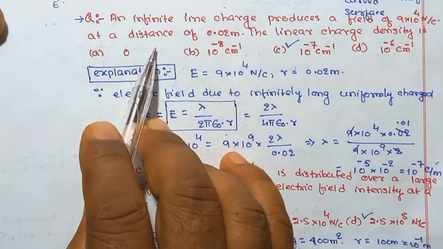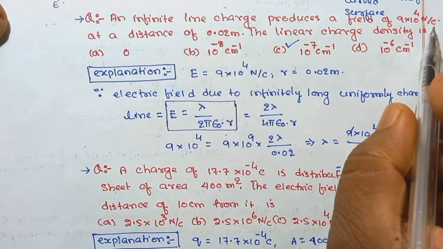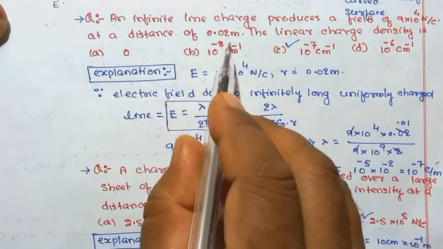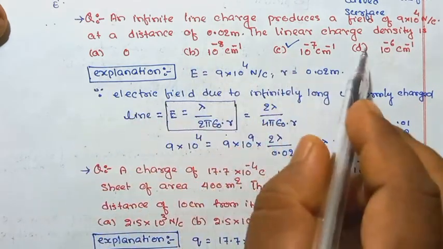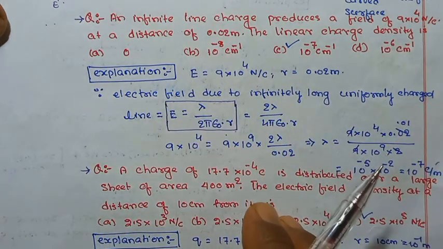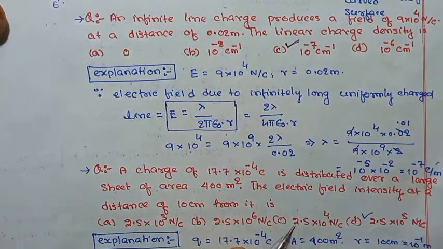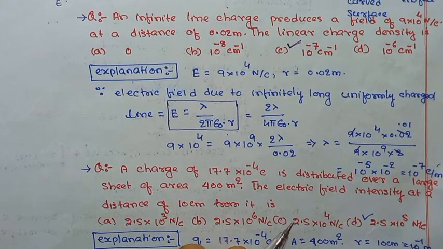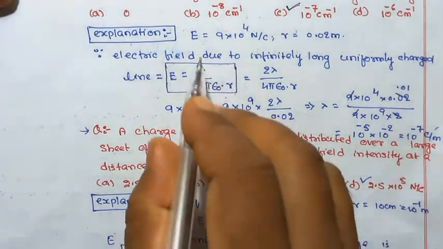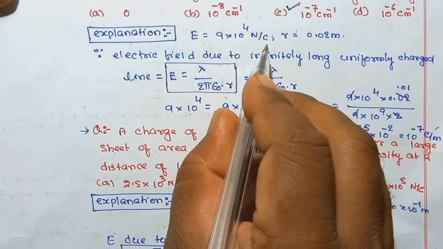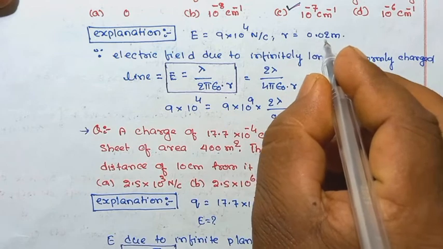An infinite line charge produces a field of 9 into 10 power 4 Newton per coulomb at a distance of 0.02 meter. The linear charge density is, option A, B, C, D given. So here option C, this is correct. Now we'll go detailed explanation. In this question, electric field E is given 9 into 10 power 4 Newton per coulomb. Observation point is at a distance 0.02 meter.